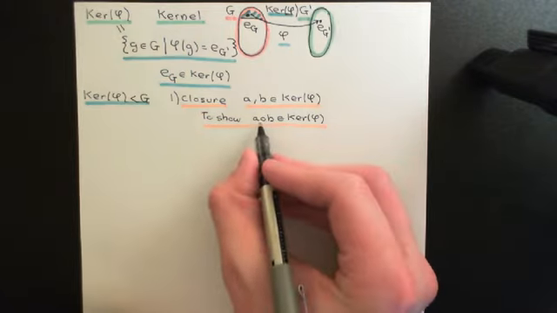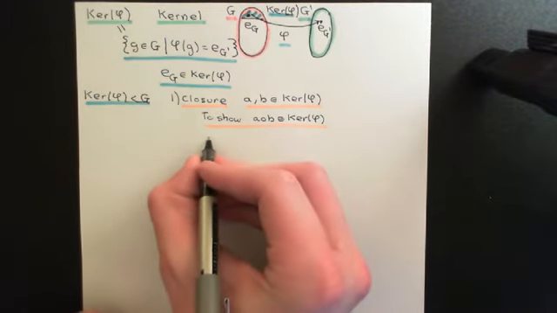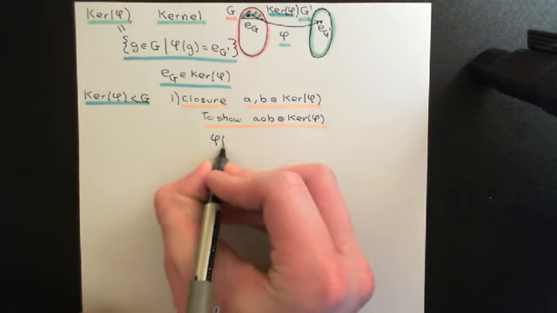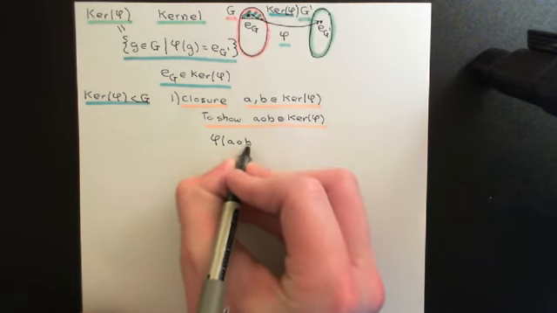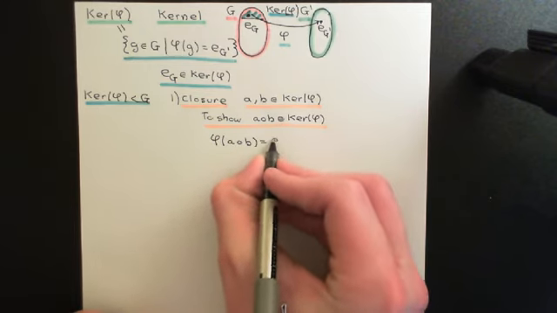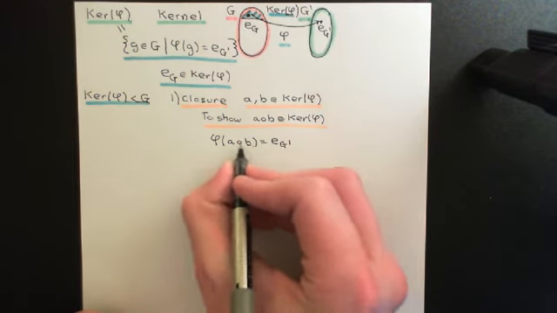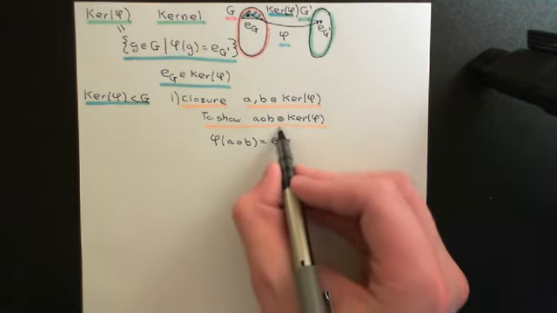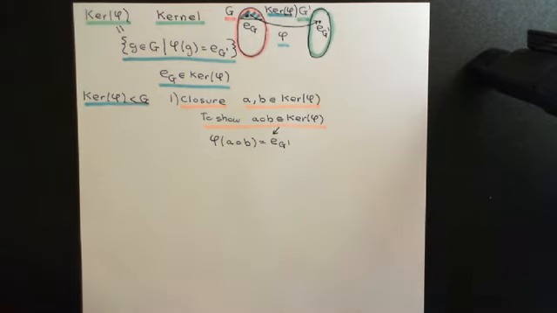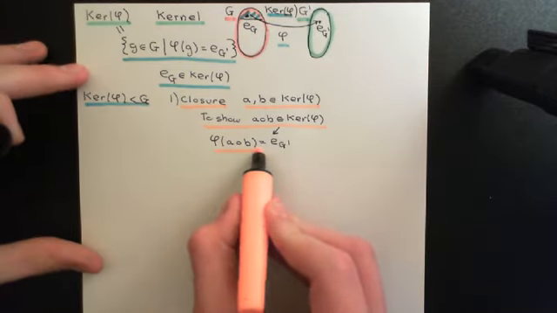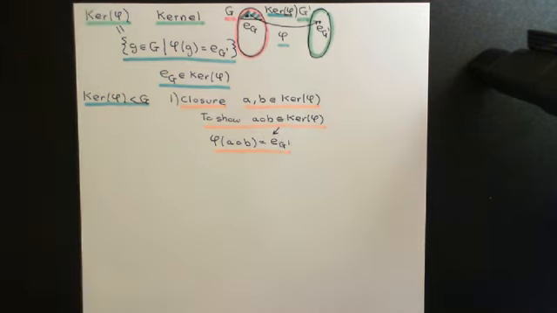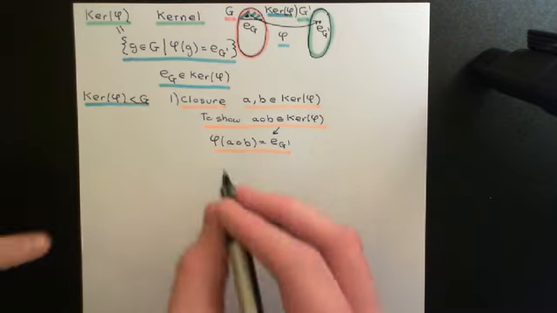Well, what's the condition for a composed with b to be in the kernel of the homomorphism? That just means that phi of a composed with b would have to equal the identity in G prime, basically. This condition is absolutely equivalent to that condition, just by the definition of what the kernel actually is. So we need to show that phi of a composed with b is equal to the identity in G prime. Now it's screaming out at you what to do.